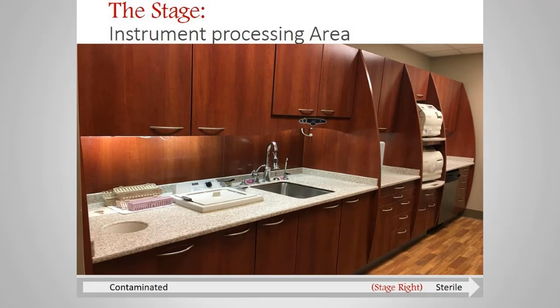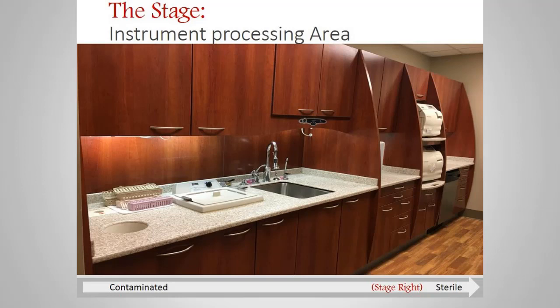So on the left-hand side, you can see this is the receiving area where contaminated instruments arrive, and as you exit to the stage right, you will see the sterile section. And each section along the way has a partition, a dividing wall, to prevent splashes from a more contaminated to a clean and finely sterilized area.